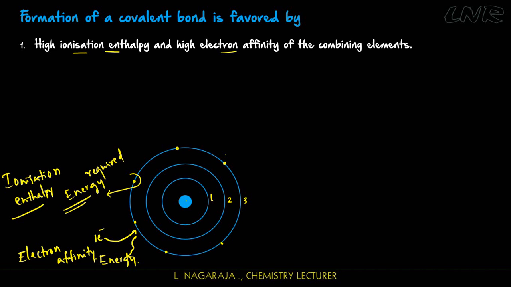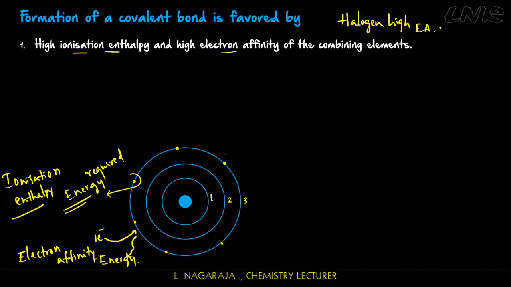So ionization enthalpy is nothing but the amount of energy required to remove the electron. The amount of energy changed when an electron is added to the valence shell is called electron affinity. Both the ionization enthalpy as well as the electron affinity for the combining atoms must be very high. Generally, the halogens have very high electron affinity values.